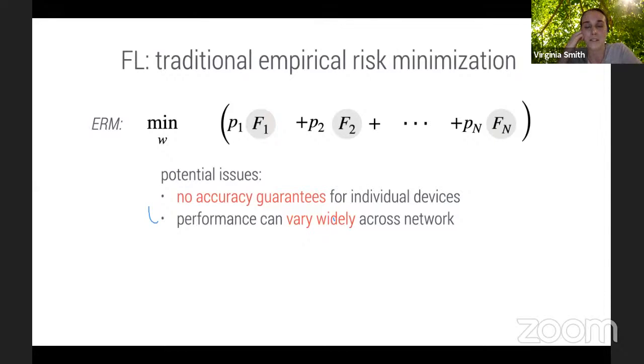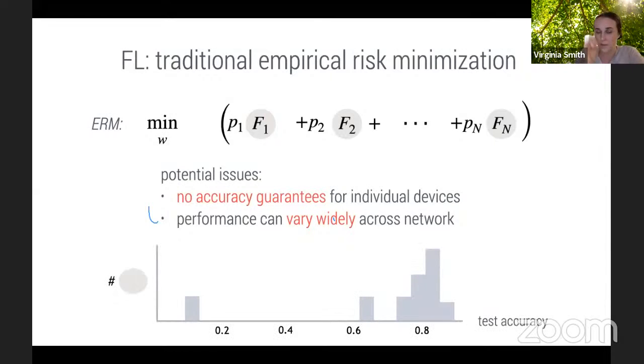We want the model to perform well on average, but we also don't want to have situations where the model has kind of catastrophic failure on a subset of the devices. And you can see this with some of the common federated learning benchmarks. So this is one example. And what we've done here is just plot the test accuracy distribution after training a traditional ERM objective. And you see exactly this kind of behavior in practice.